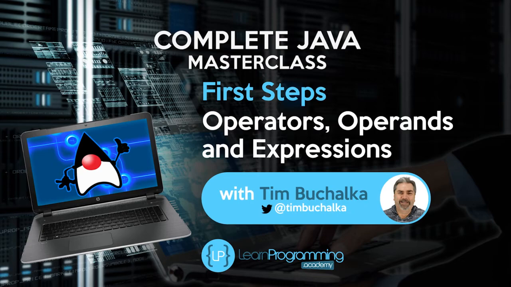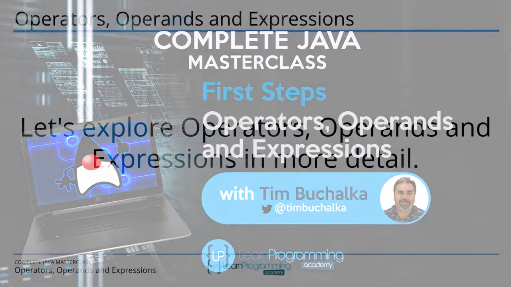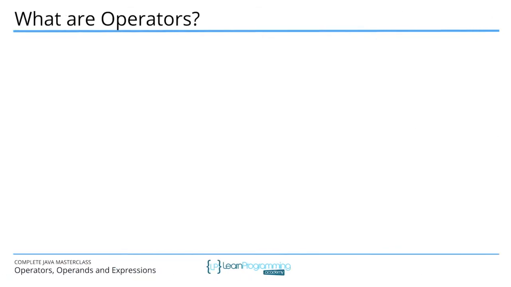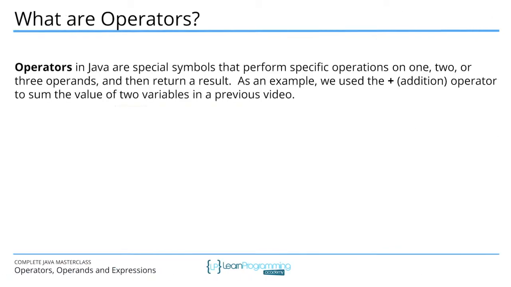So it's now time to talk in more detail about operators. We've discussed very briefly what operators are and have used a few of them, but let's go deeper into that now. So what are operators? Well, operators in Java are special symbols that perform specific operations on 1, 2 or 3 operands and then return a result.